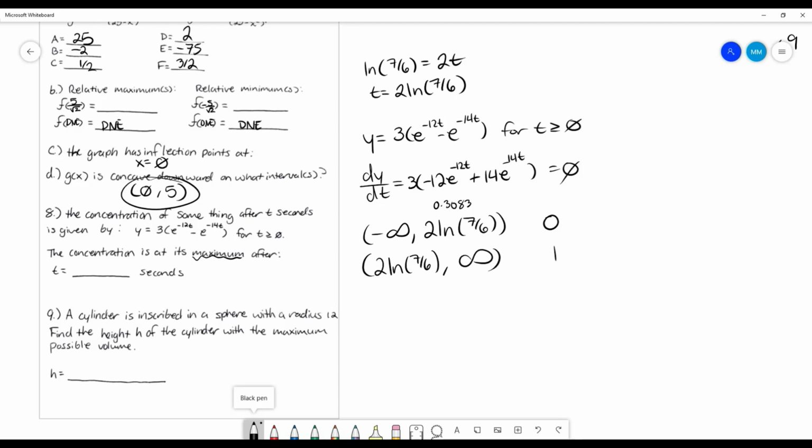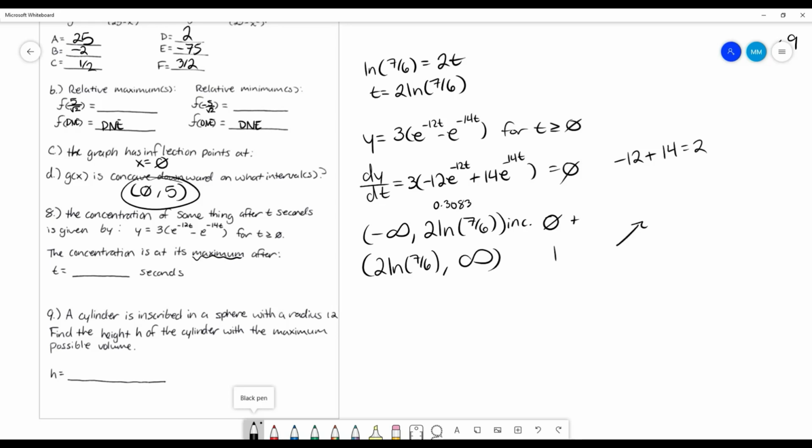If I plug in a 0 for that first bit into my derivative, that's going to get 0 up here, so it's just going to be negative 12 plus 14 equals 2, so that is positive, it is increasing there, going up, up, up.